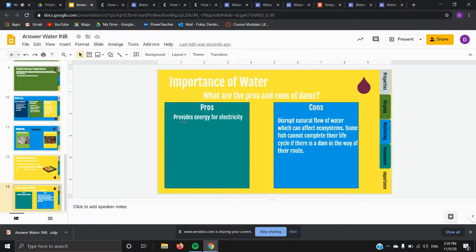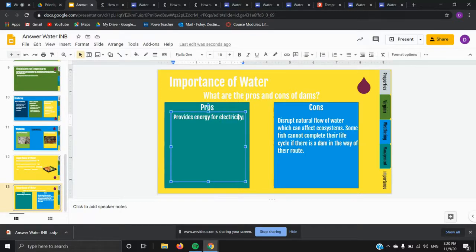For 13, we're going to go ahead and go over it. I'm not going to have a slide for it. Importance of water. What are the pros and cons of dams? Dams provide energy for electricity. They use kinetic energy, and they generate electricity from the kinetic energy.